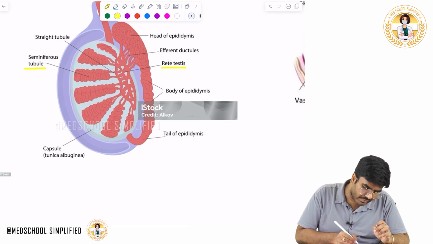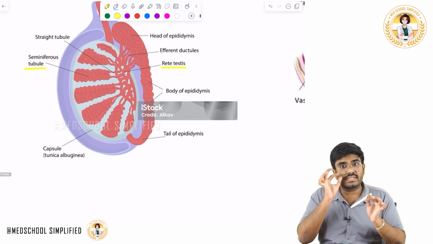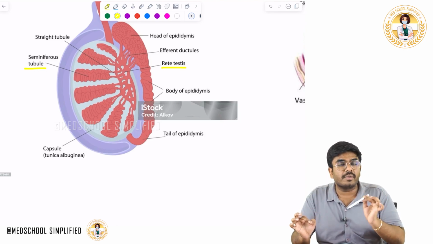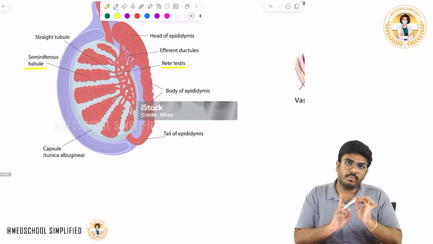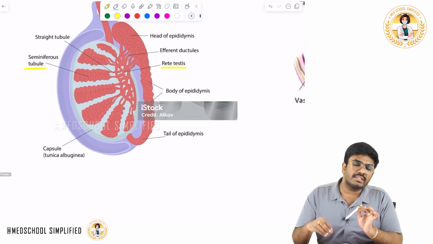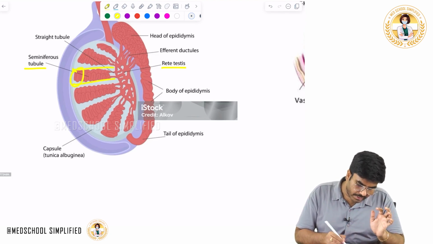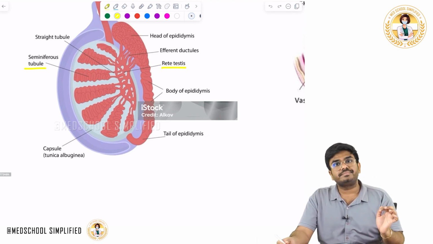I have explained seminiferous tubules. Okay, imagine this is a seminiferous tubule, the place where sperms are going to develop. Seminiferous tubules are the place where spermatogonia are present. Those spermatogonia will undergo meiosis 1 and meiosis 2. Later, sperms are produced in the seminiferous tubules. So, this is the place where your sperms are getting produced.